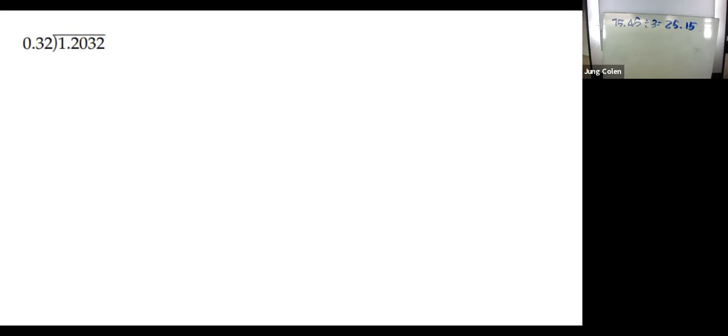What's the hint? You can change the divisor to the whole number. So when you're changing that to the whole number by multiplying by a power of 10, do the same thing to the dividend.